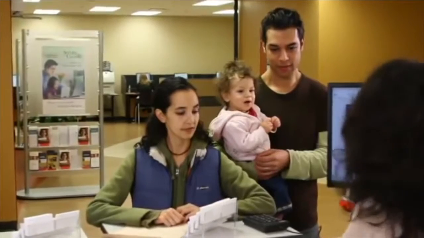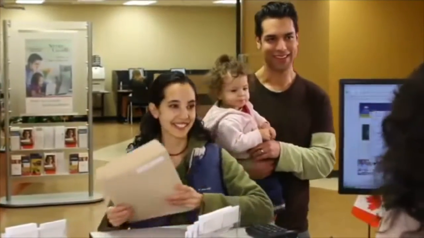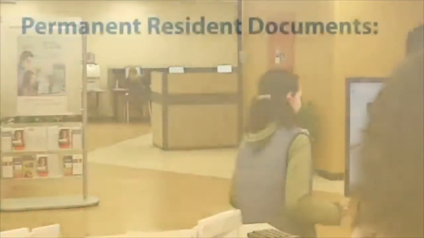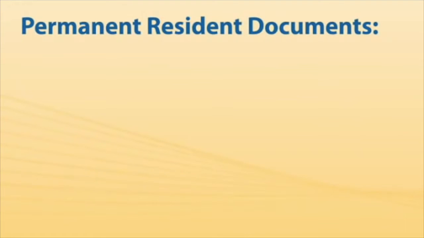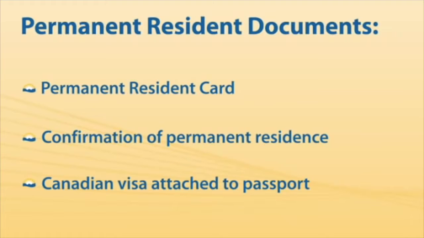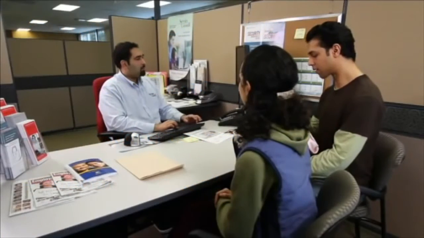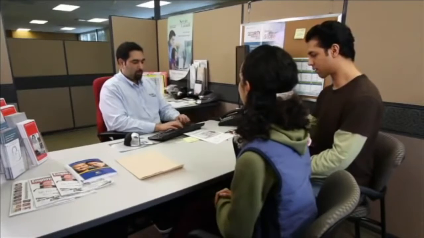You'll need to fill out an application form and show original documents that prove your identity and status in Canada. The documentation a permanent resident requires to apply for a SIN includes permanent resident card, confirmation of permanent residence, and Canadian visa attached to your passport. You should be sure that all your information on your confirmation document is correct before applying for your SIN. Any inaccurate information on this document will delay your application.